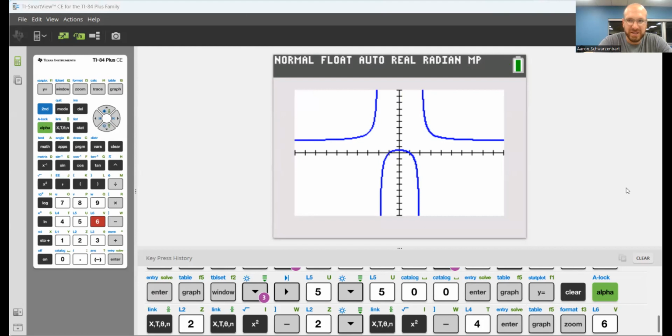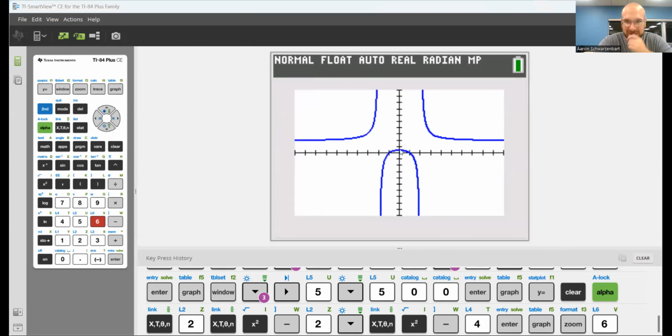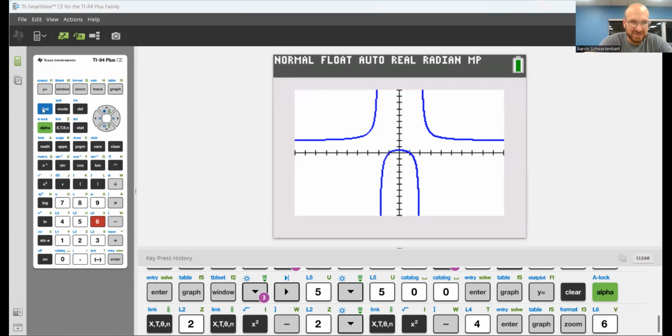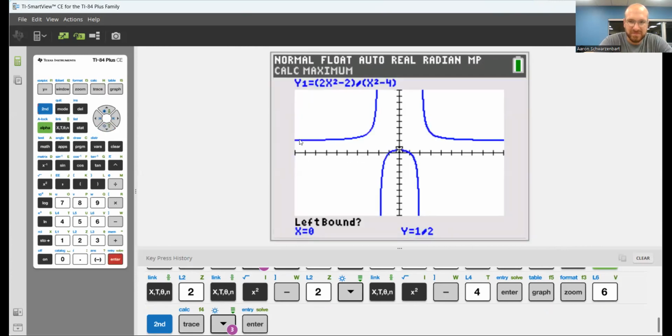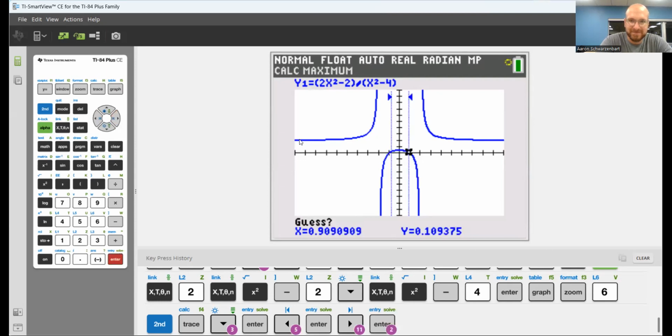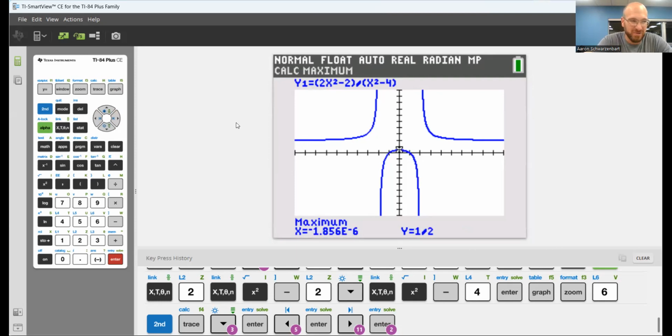Oh, before I give the range, I need to find the top. So I'm going to find the top because there might actually be a gap in the y's. It kind of looks like there is. I'm going to find the maximum. This maximum of 1.856 e negative 6, that's 0. That's just the calculator not being quite on.